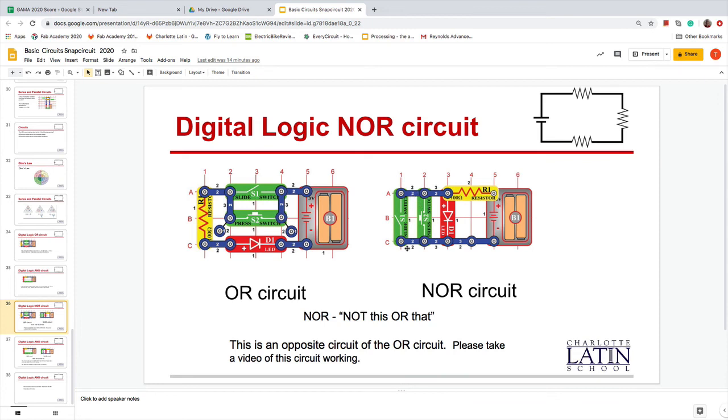Watch what it does. 1, 2, 3. Hopefully you built this. Take a quick video of this. I want at least 5 videos today. All right, so there's the NOR circuit. It does the opposite of the OR circuit.